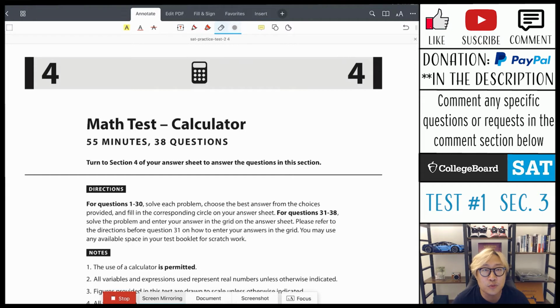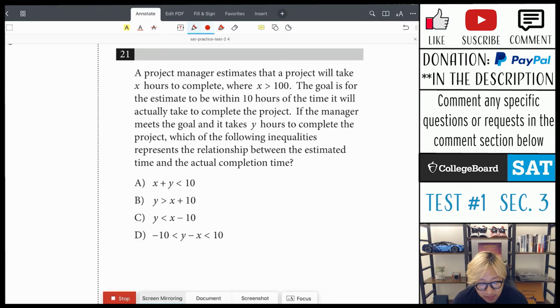This is College Board SAT practice test number 2, section 4, questions 21 through 38. Number 21: a project manager estimates that a project will take X hours to complete, where X is greater than 100. So the manager estimates X hours.